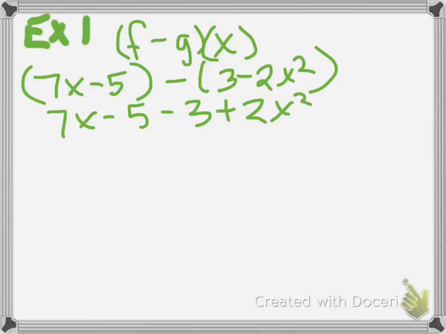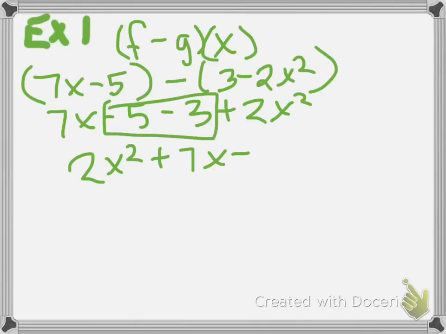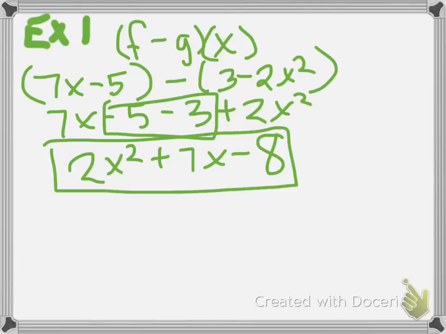So when you do that, the 3 becomes a negative and the 2 becomes a positive. Now you're ready to combine like terms. Let's put it in descending order. 2x squared goes on in the front plus 7x, and you can put these like terms together, and that would be minus 8. So f minus g of x, that would be your answer.